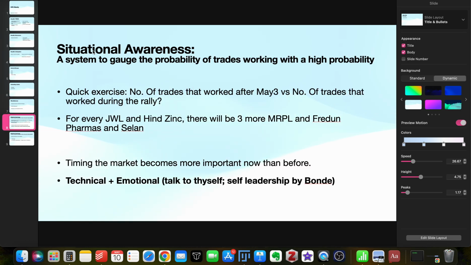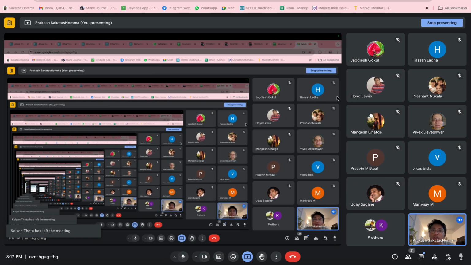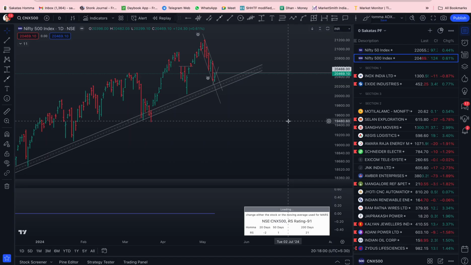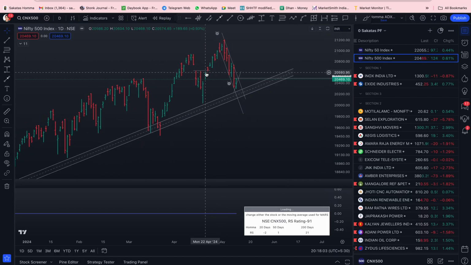Going back to situational awareness, here's a quick exercise I want all of you to do. You can go and look at your trades from your journals or wherever you keep them. Quickly calculate the number of trades you took in the last 5 days, including today, and see how many of them worked, after May. Also quickly calculate the number of trades you took, and that worked, during the previous rally. The previous rally would be during this time, anywhere from 22nd April to 2nd May.